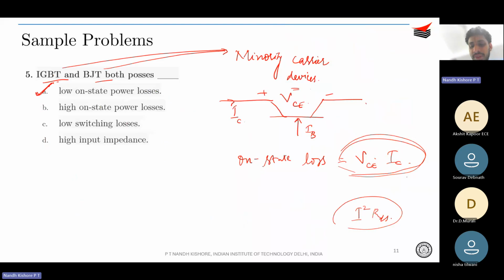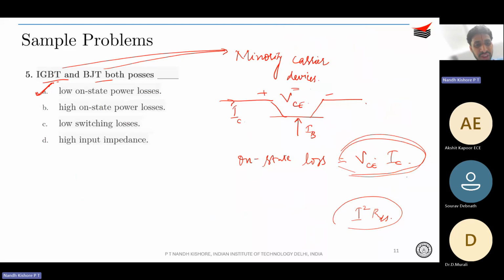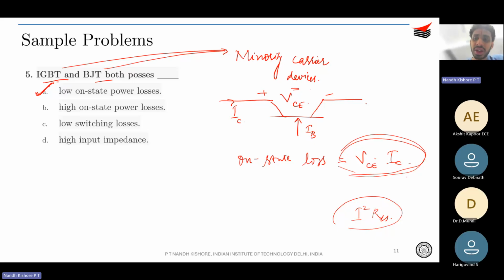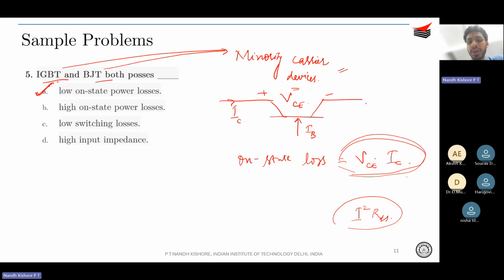Okay, so this is something that we saw previously as well, and I have just jotted it down over here. IGBT and BJT both possess low on-state power loss, low switching loss, and high input impedance. As I was telling, both IGBT and BJT are minority carrier devices, which means that the on-state loss is going to be a fixed drop across the collector to emitter, right? There will be a fixed VCE loss across the collector to emitter drop. So that multiplied by your collector current will be your on-state power loss.